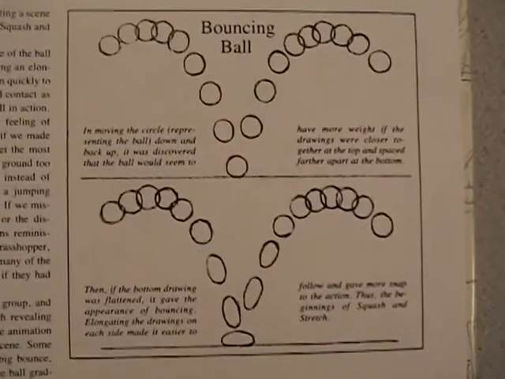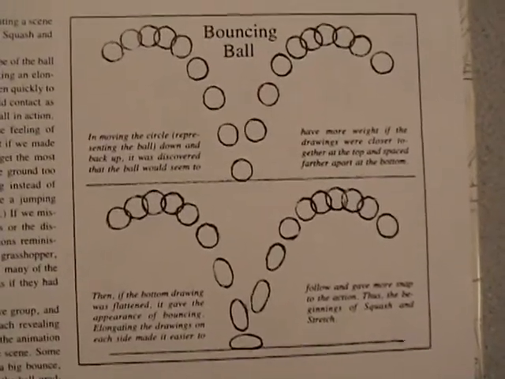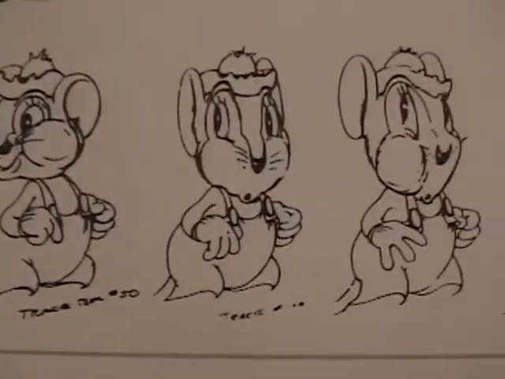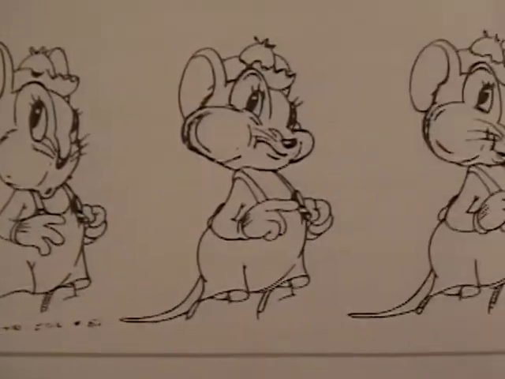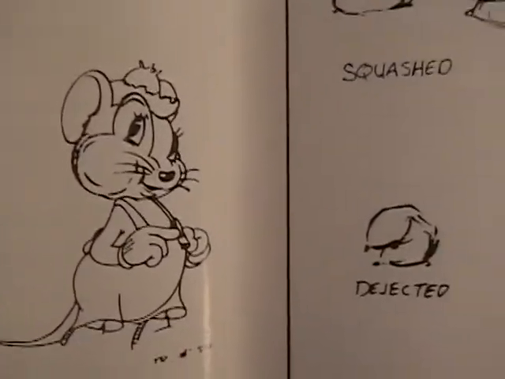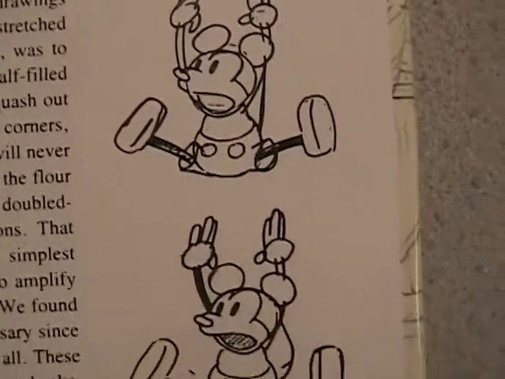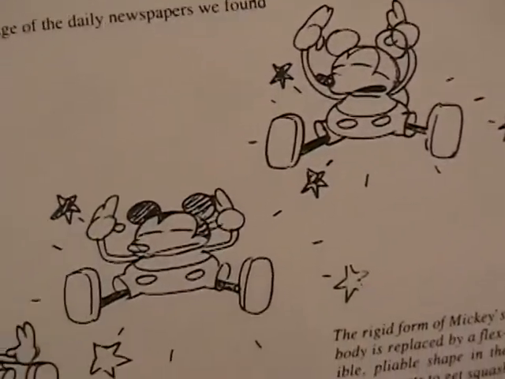Squash and stretch gives your animation the ability to look more realistic. Here, Abner Mouse's face is squashed and stretched to give the appearance of him chewing. And Mickey's body squashes to show the impact from the fall.